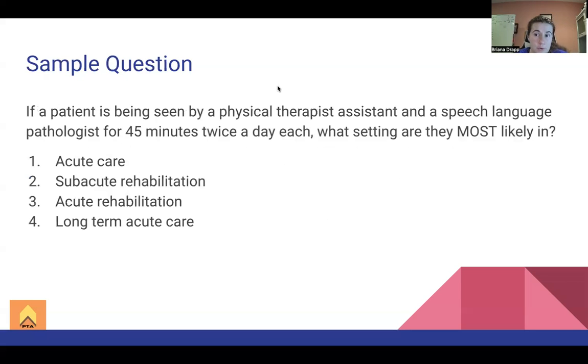So let's talk about our sample question, guys. A patient is being seen by a physical therapist assistant and a speech language pathologist for 45 minutes twice a day each. Which setting are they most likely in? 1, acute care, 2, subacute rehabilitation, 3, acute rehabilitation, or 4, long-term acute care. I'll give you guys a second to think about that one.